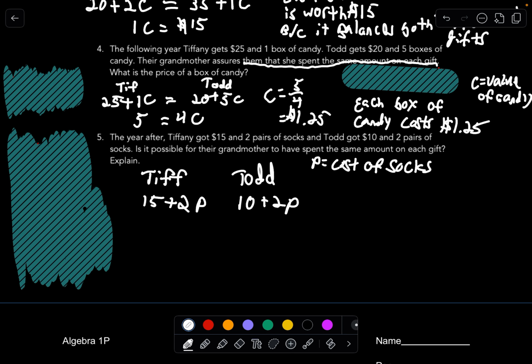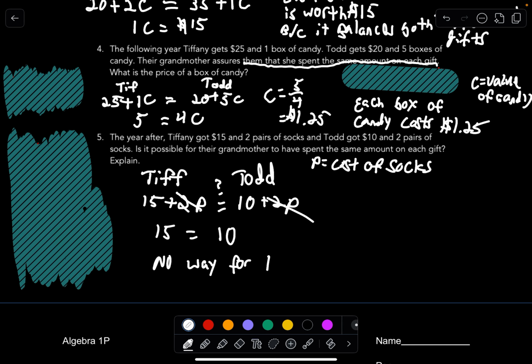All right. So, is it possible for both to be given the same worth of things if the price of socks were the same? So that's the question. Can these ever be equal? Okay. Well, I hope you realize that 2 pairs of socks are given to both and they kind of just go away. And you're left with Tiffany getting $15 and Todd getting $10. And there's no way that these 2 gifts are worth the same. There's just no way.